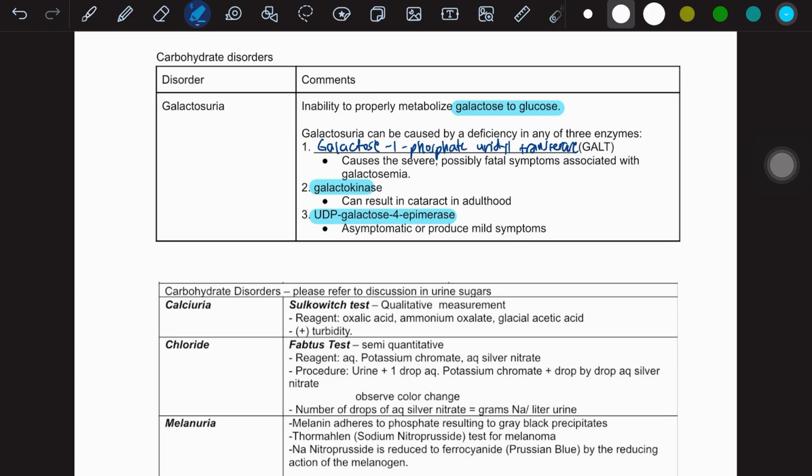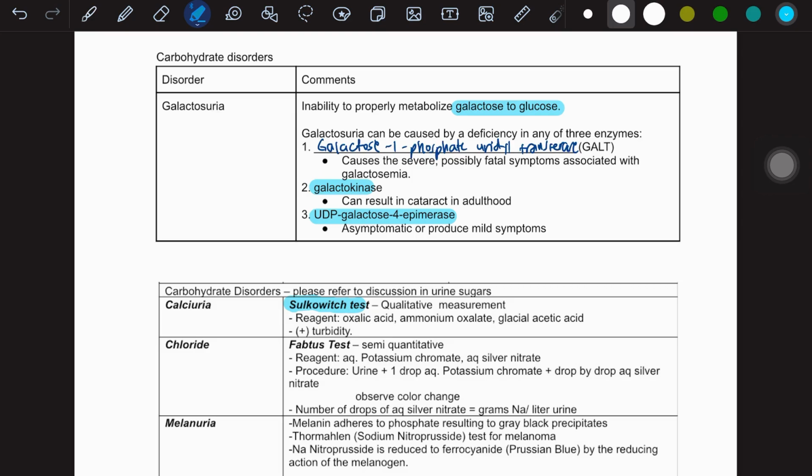So you have calciuria. Its test is the Sulkowicz test, which is for qualitative measurement. The positive result is turbidity. Please remember the reagents, which are oxalic acid, ammonium oxalate, and glacial acetic acid.